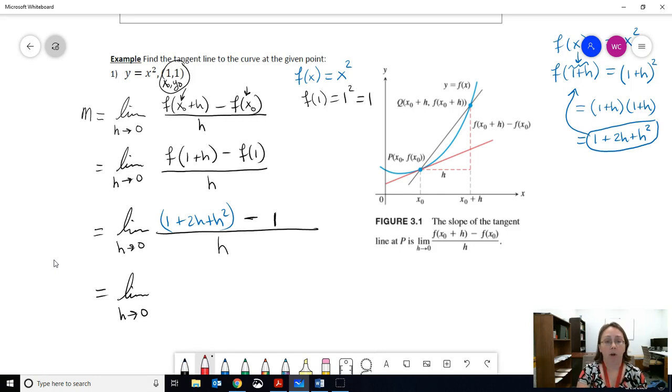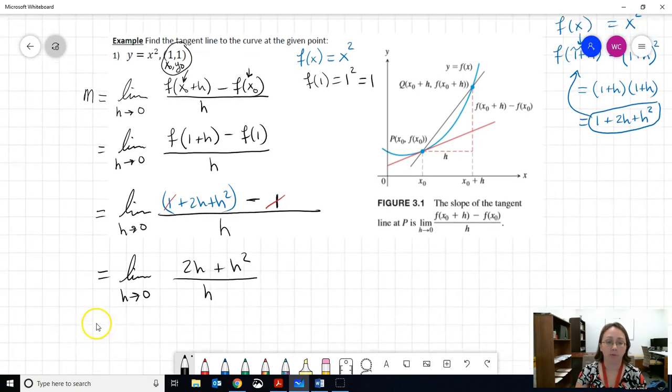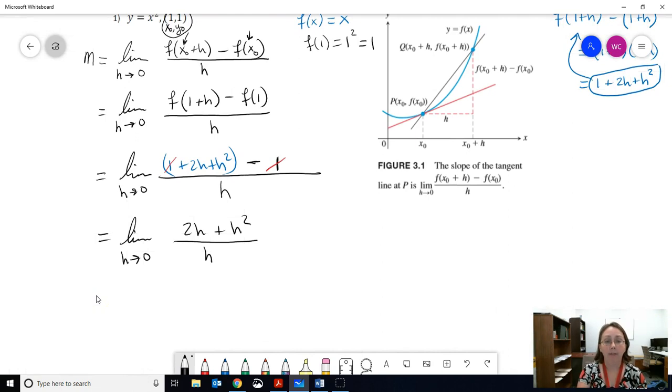Now, we have a 1 in the parentheses minus a 1 outside. Those two cancel each other out. So we end up with 2h plus h squared all over h. You can try to take the limit, but it's still going to give you 0 over 0. You've got to do some more algebra. What can we do? Every single term has an h. So you can reduce every single term by h.